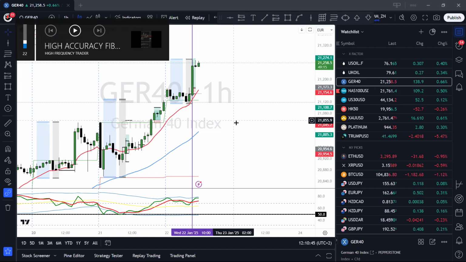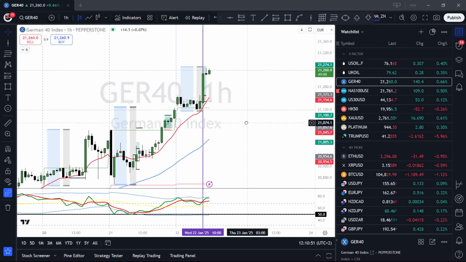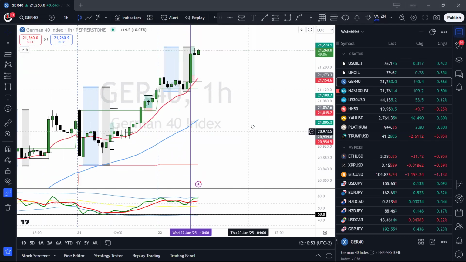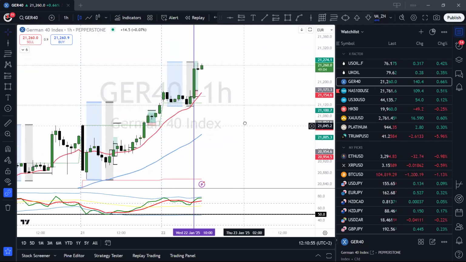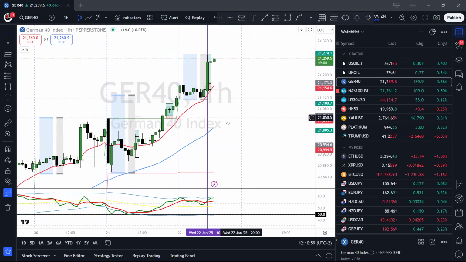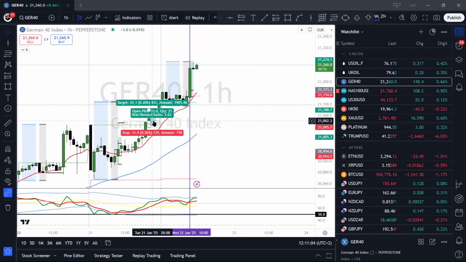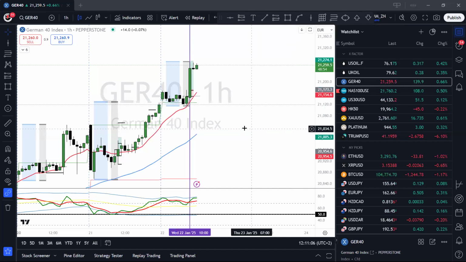So let's quickly get into today's session. Today we've got Ger40. Still the same thing. If you watched yesterday's video, I'll post the link in the description. It's basically just a continuation of what I explained yesterday. So today's setup, same concept, same thing.